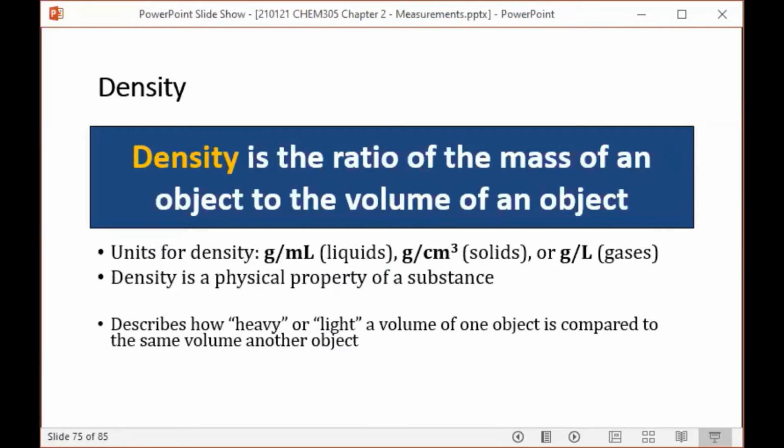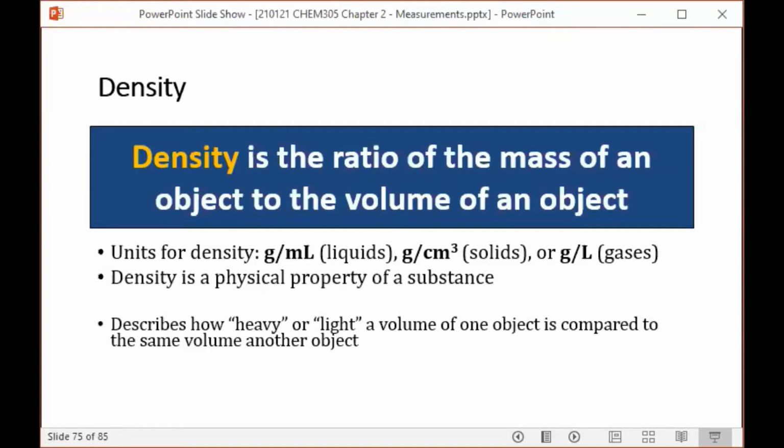So density is defined as the ratio of the mass of an object to the volume of the object. Typical units for density are grams per milliliter, which is oftentimes reported for liquids, grams per cubic centimeter, which is used for solids, or grams per liter, which is used for gases. Density is a physical property of a substance, and it essentially describes how heavy or how light the volume of one object is compared to the same volume of another object.